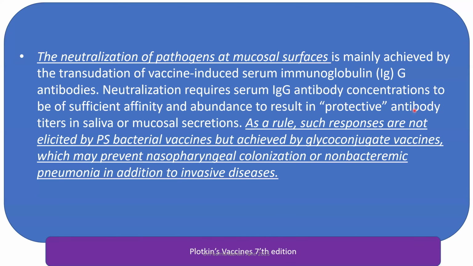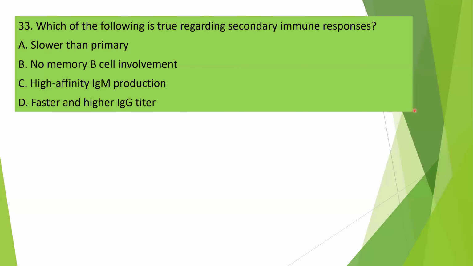As a rule, such responses are not elicited by polysaccharide bacterial vaccine, but achieved by glycoconjugate vaccine, which may prevent nasopharyngeal colonization or non-bacteremic pneumonia in addition to invasive diseases. So Plotkin is very clear that conjugated vaccine prevents colonization. But in one of the questions they have asked whether a live oral vaccine like oral polio or nasal influenza is more effective. But colonization is also plus minus prevented by conjugate vaccine. Now, next question, please.